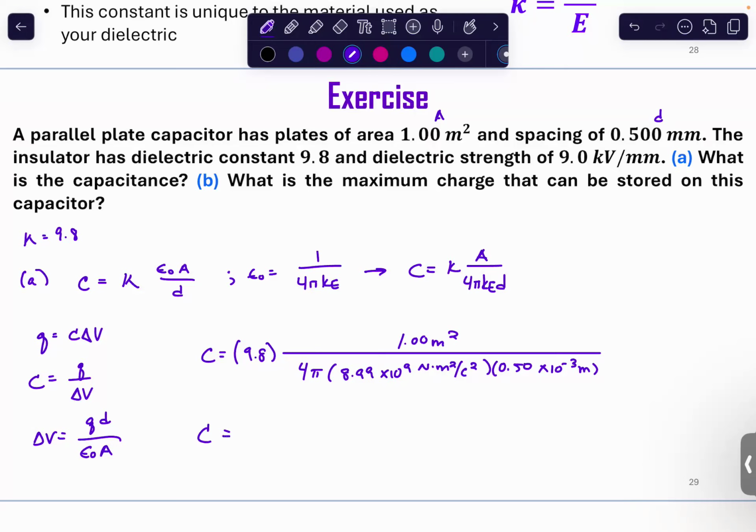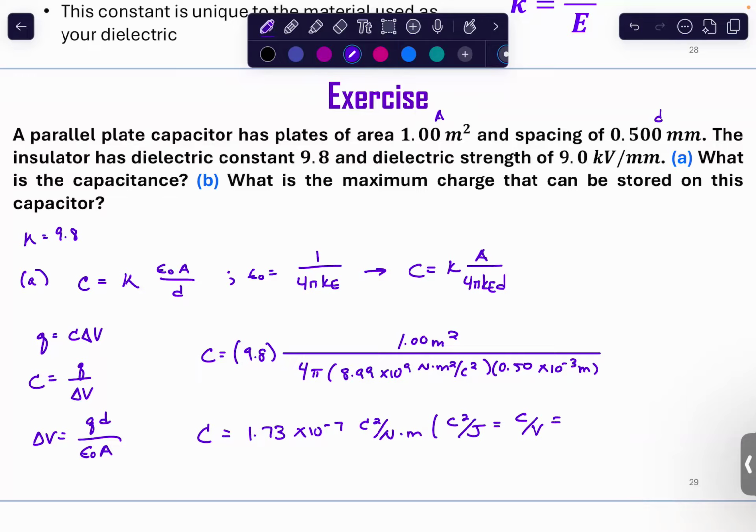So our capacitance is going to be 1.73 times 10 to the negative 7th Coulomb squared over newtons times meters. What can we reduce that down to? Coulomb squared over joules. Coulombs per volt.